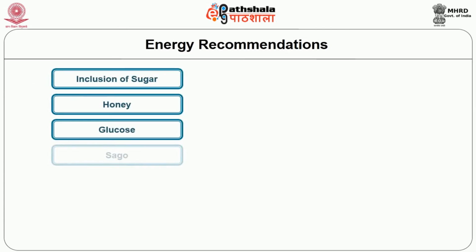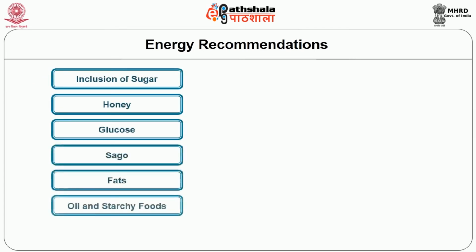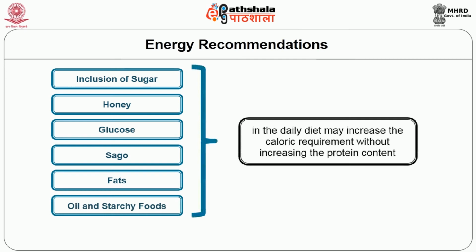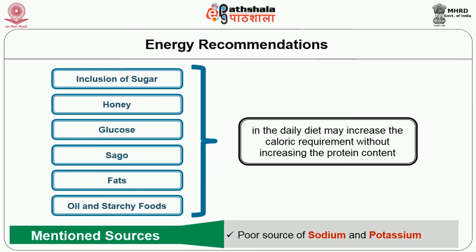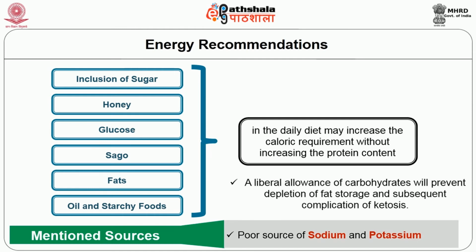Inclusion of sugar, honey, glucose, sago, fat and oil and starchy food in the diet may increase the caloric intake without increasing the protein requirement. Also, the above mentioned sources are poor sources of sodium and potassium. A liberal allowance of carbohydrate will prevent depletion of fat storage and the subsequent complication of ketosis.